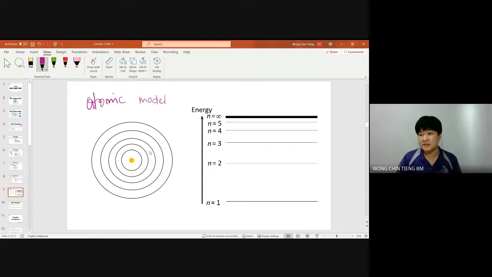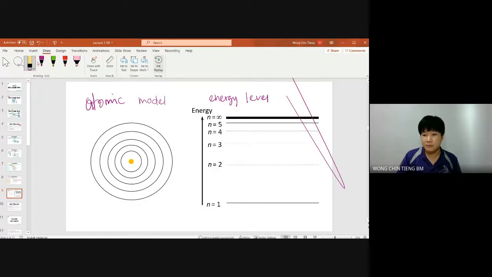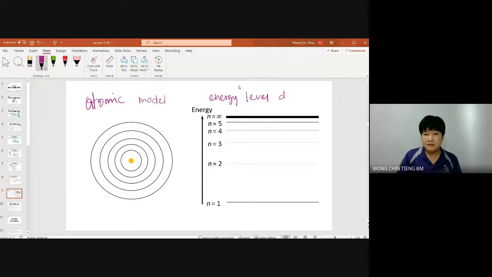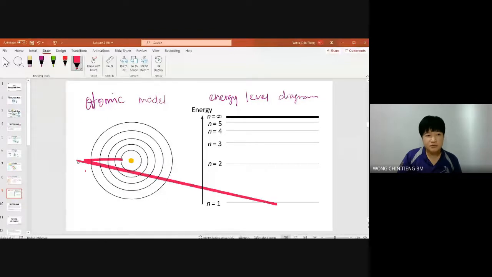Bazir masa. So we introduce something simpler that we call energy level diagram. And this energy level diagram is exactly the same thing as the atomic model. Cuma apa beza dia adalah, we actually cut through this. You have your energy level diagram. What happened is, I cut this into separuh.